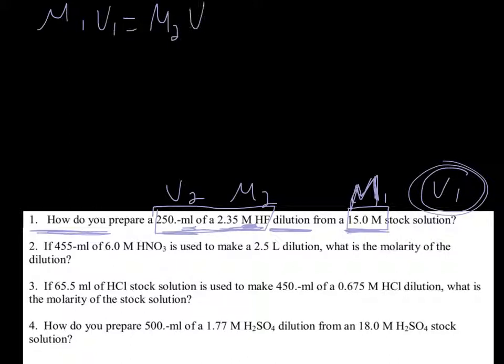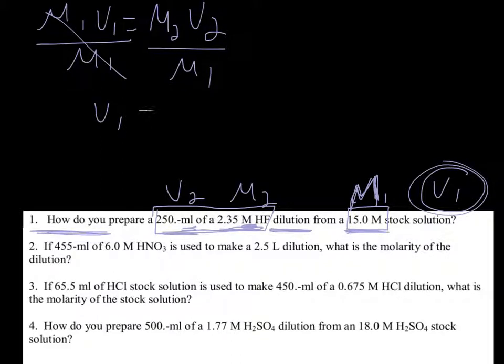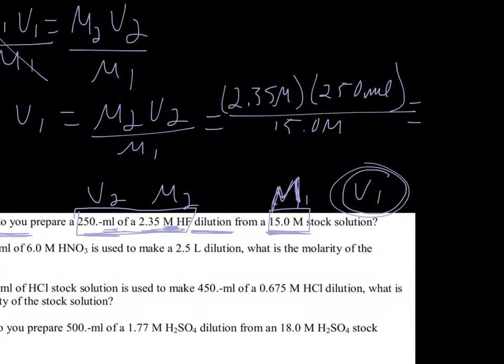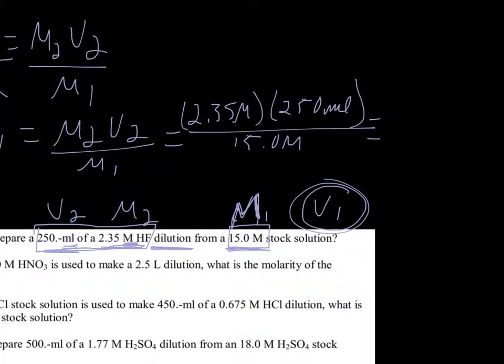M1 V1 equals M2 V2. We're solving for V1, so let's isolate that by dividing by M1. Got to do that to both sides. So V1 equals M2 V2 over M1. All right, plug in your values. We'll check your answer here in a second. All right, so after plugging everything in, I see 3 significant figures in each of my measurements. So I'm going to round my answer to 3 significant figures as well. 39.2 milliliters of the stock solution.